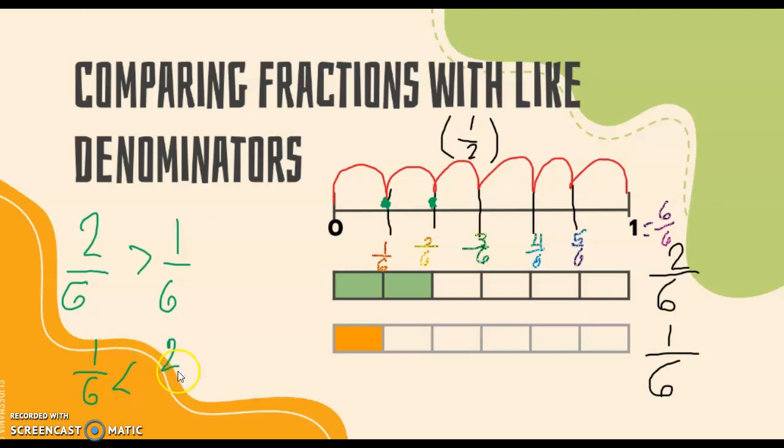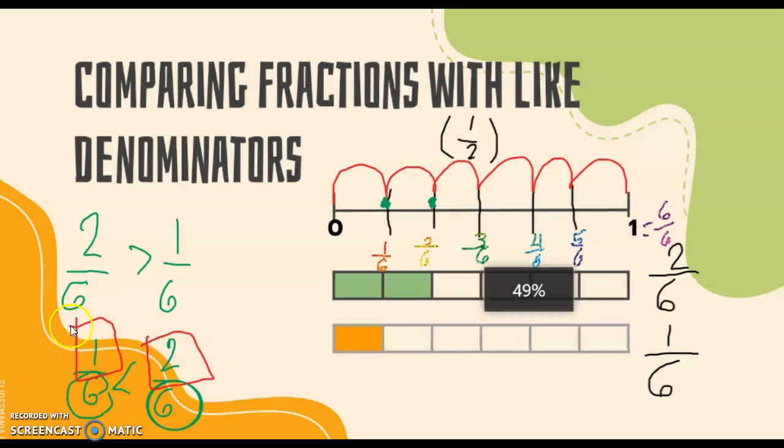Remember, when the denominators are the same, which are your bottom numbers, we can compare fractions using the numerators. And that's what we did. And even when we're comparing whole numbers, we know that 1 is less than 2.